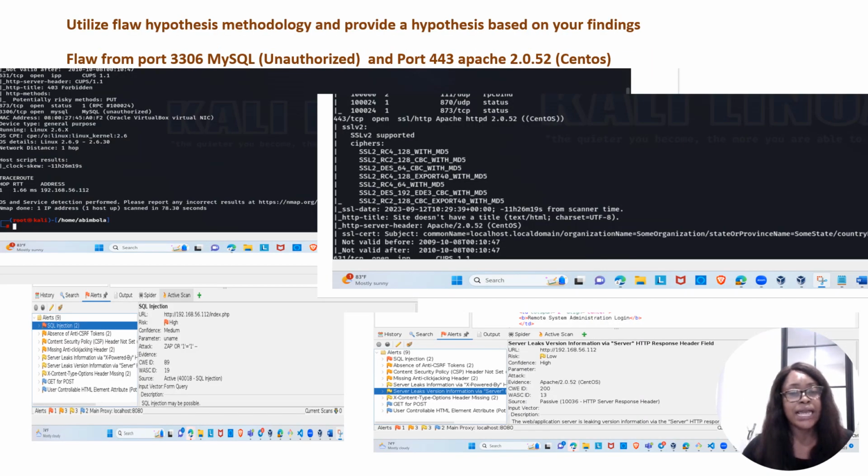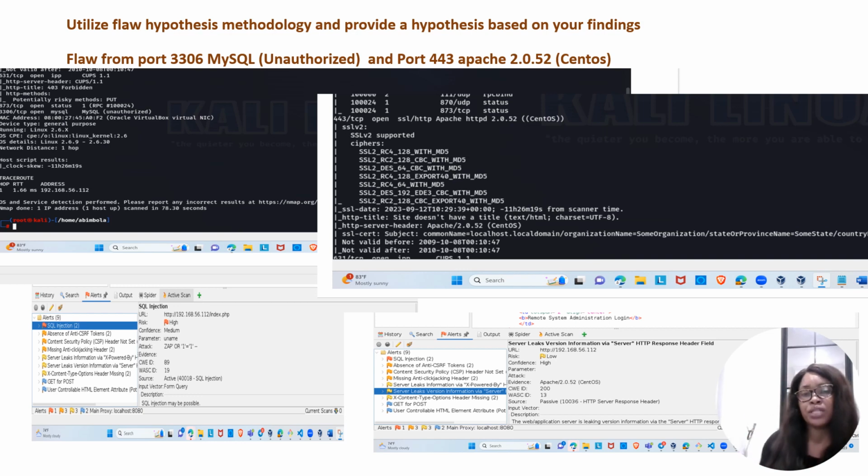So my next slide is to utilize the flaw hypothesis method to provide a hypothesis based on my findings. So for the flaws from port 3306, which is MySQL, and port 443, which is Apache 2.0.52 CentOS. And if you can see right here, the vulnerability for the SQL and then the one for the Apache, which is port 443.